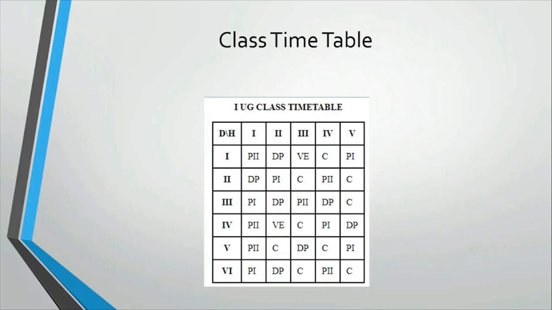So we have the first UG class timetable as a heading, and day order wise hours order: first day order, first hour, second hour, third hour, fourth hour, fifth hour, and day orders up to 6 days. So we are going to design a timetable in this way only. Inside the content or the hours, we have to place these part 2, part 1, CRD, PR, value education hours in this order.